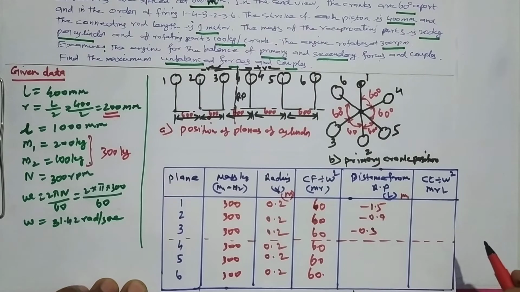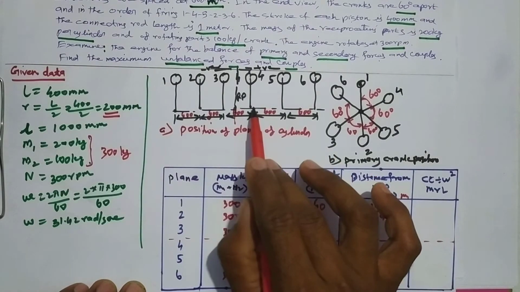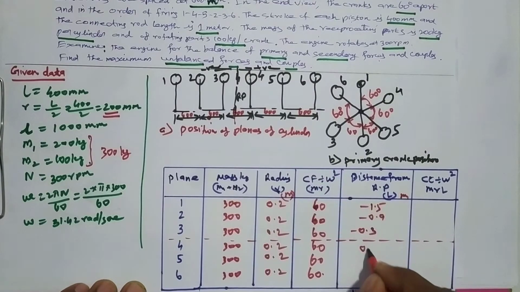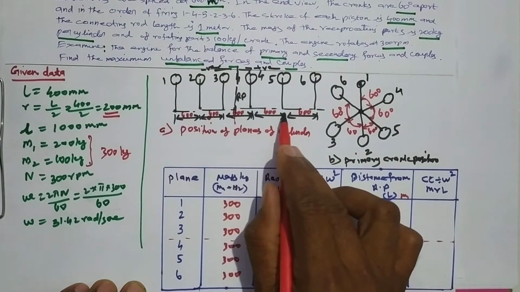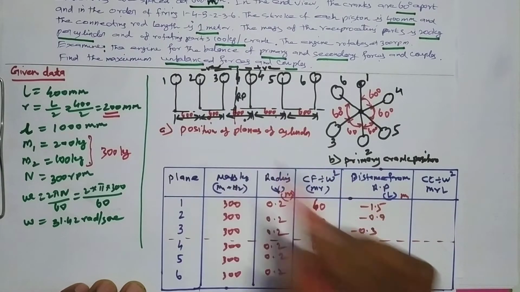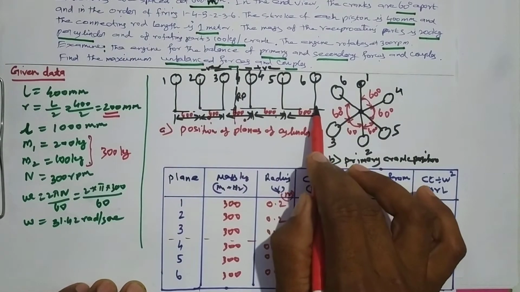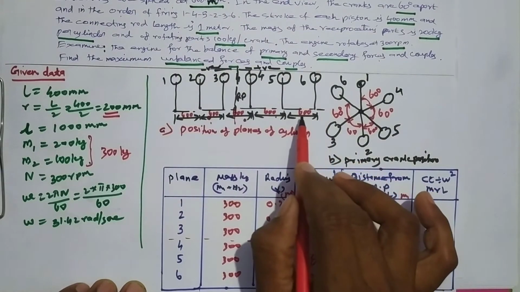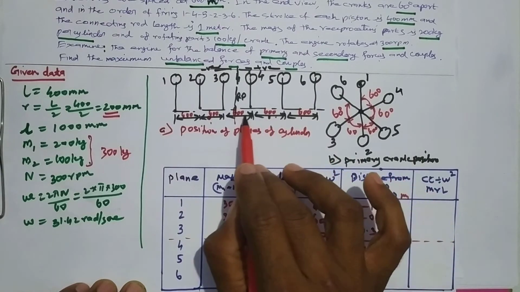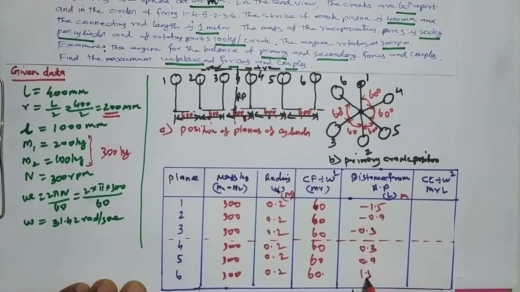Then minus 0.3 meter. From the reference to the fourth plane, there is a fourth cylinder, so it is positive, 0.3. For the fifth plane, also positive, 600 plus 300 is 900, so plus 0.9 meter. Then the last plane, the sixth plane: 600 plus 1200 plus 300 is 1500, so totally 1.5 meter.